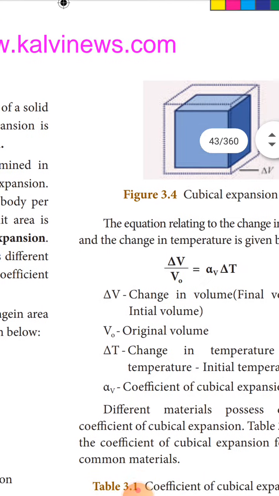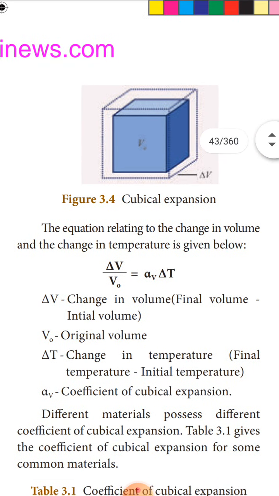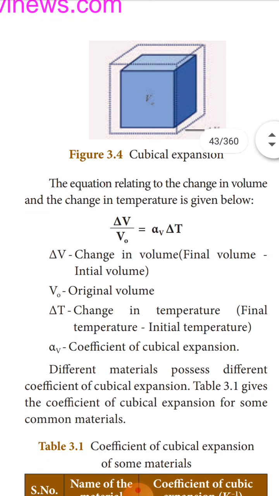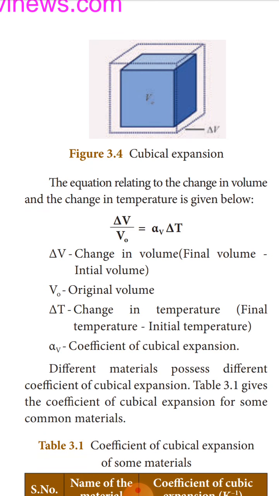Now the cubical expansion is shown in figure 3.1. The equation related to the change in volume with the change in temperature is given below. That is, delta V by V0 is equal to alpha V delta T. Delta V is equal to the change in volume, final volume minus initial volume.